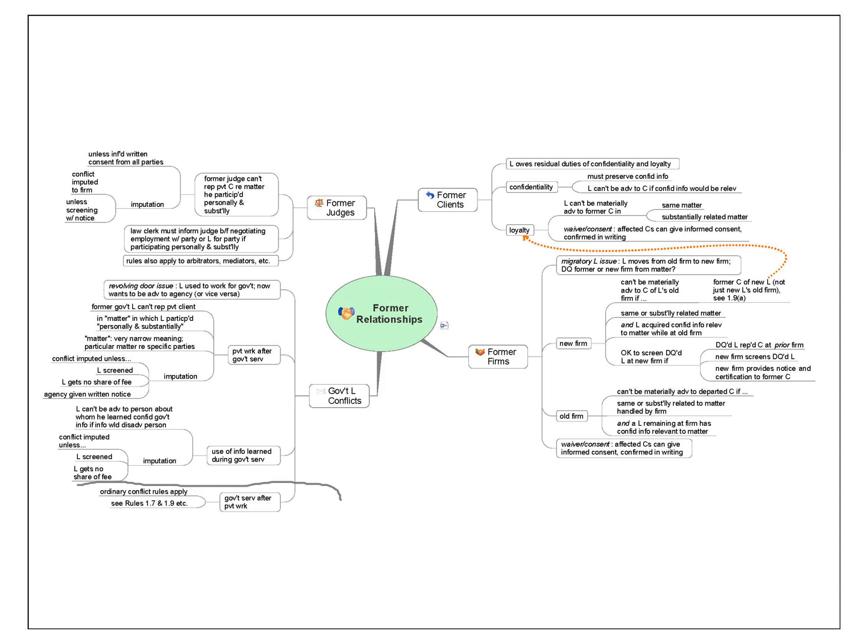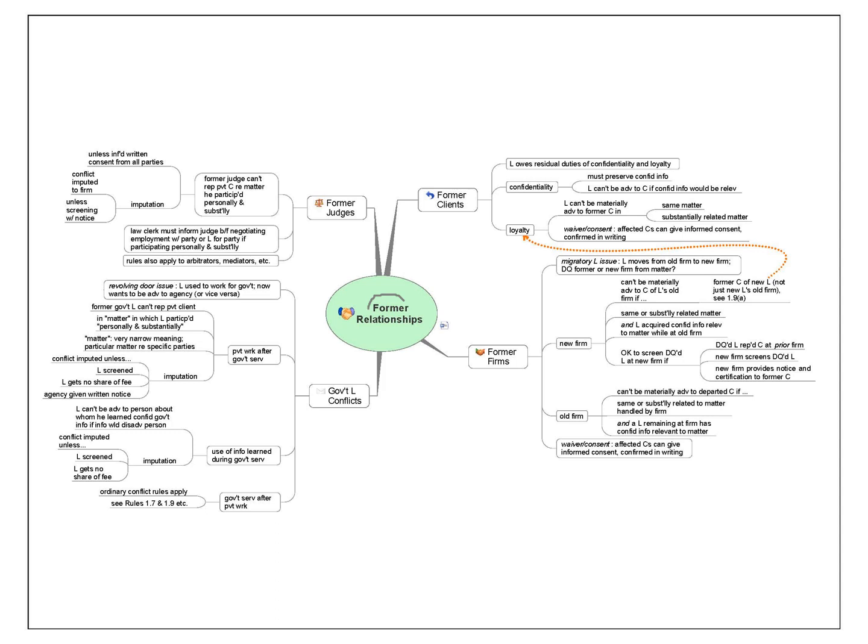Finally, government service after private work. Let's say you used to be a defense lawyer and now you want to be a DA because you're tired of private practice. Ordinary conflict rules apply. You have to look at Rules 1.7 and 1.9. So for example, you couldn't be adverse to a former client in the same or substantially related matter, but you could be adverse to them in an unrelated matter.